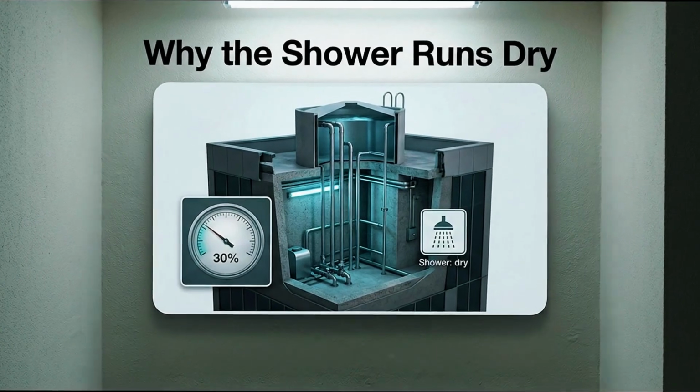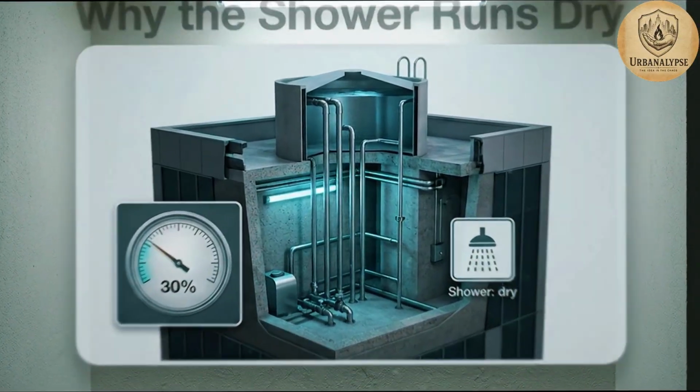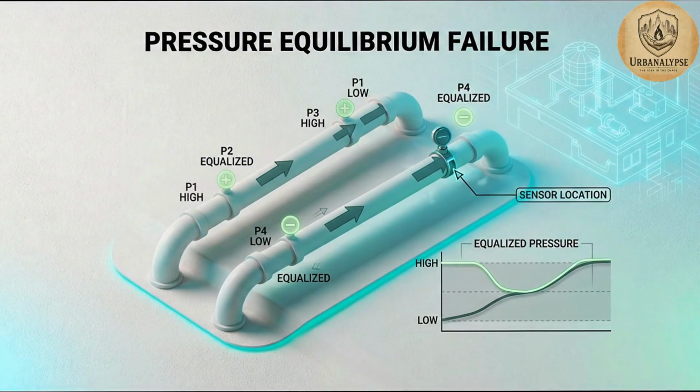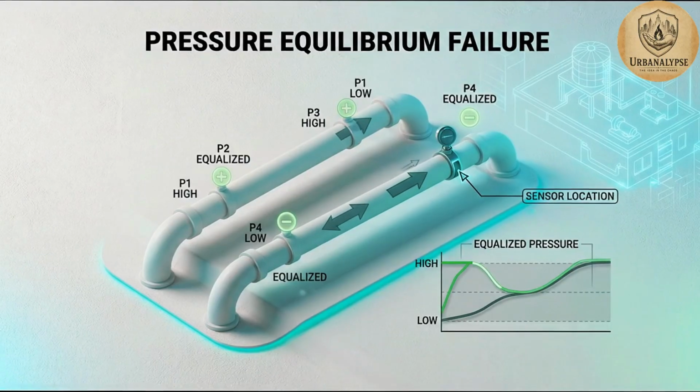Your building has water in the tank. The gauge said 30% 20 minutes ago. Now the shower runs dry. That is not a supply failure. It is a pressure equilibrium failure.